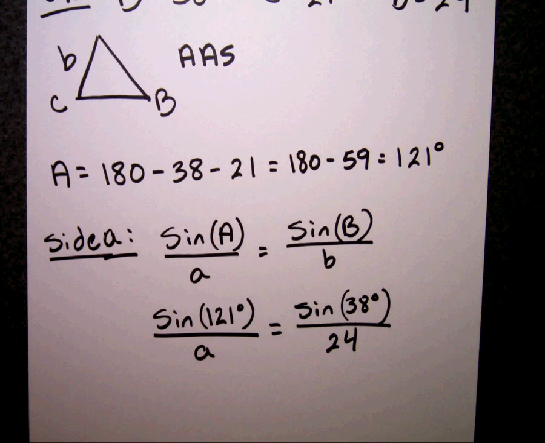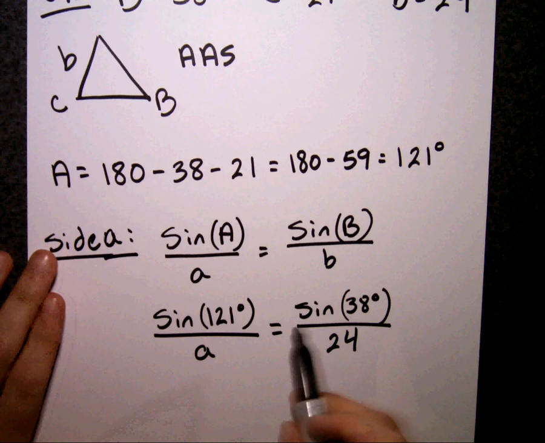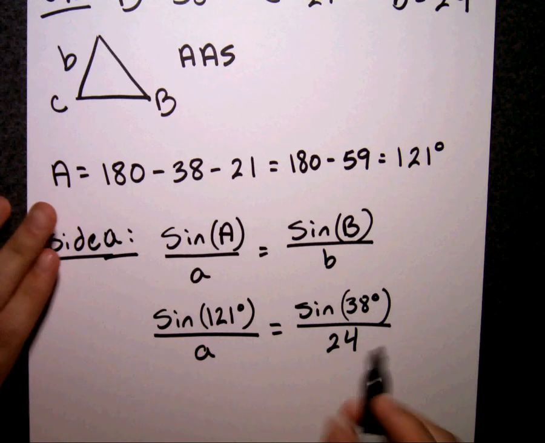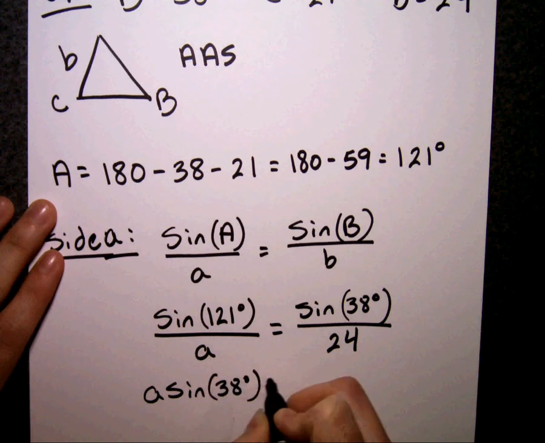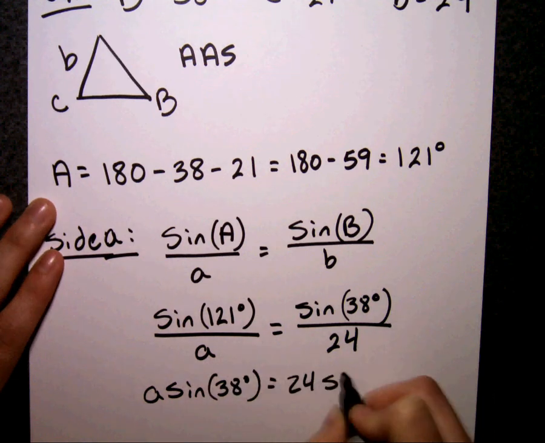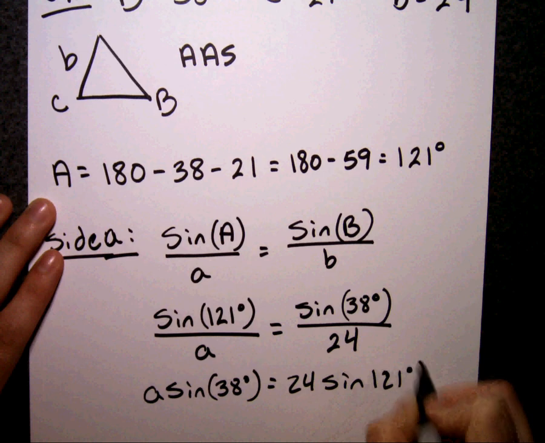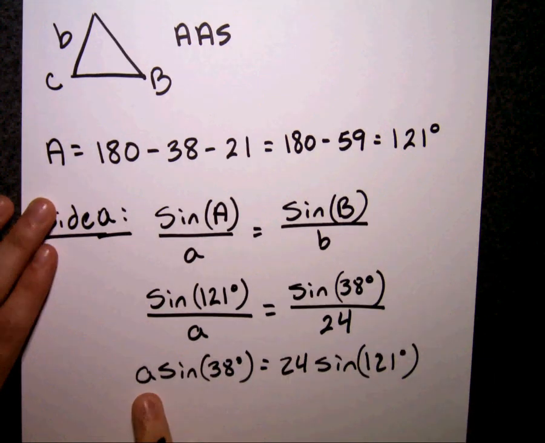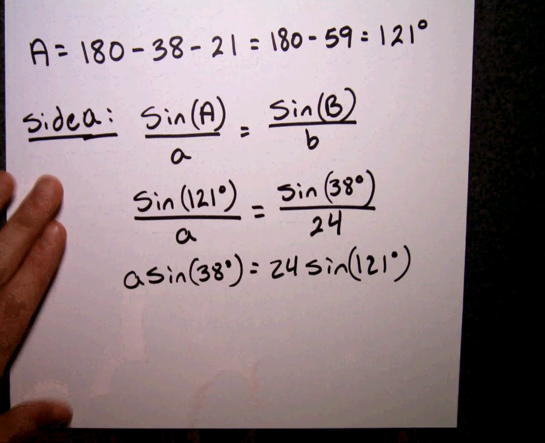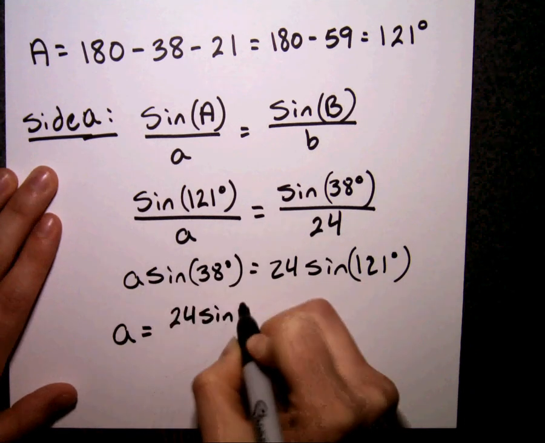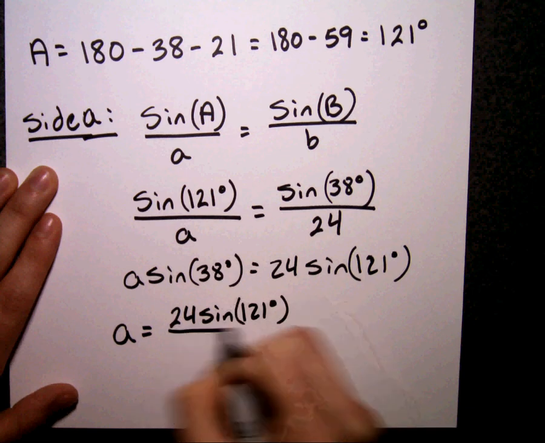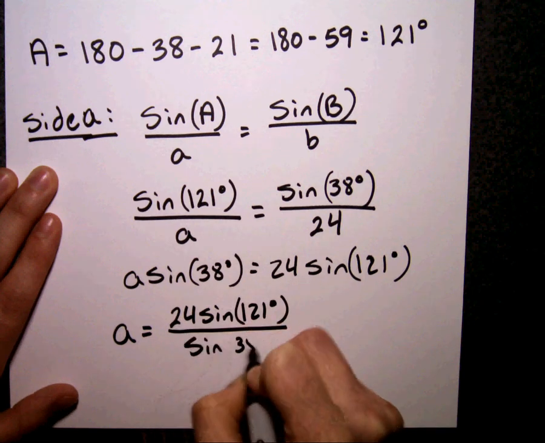Alright, so we can solve this just as a proportion, which is what it is, by cross multiplying and then dividing by the other value. So cross multiplying, I get A times sine of 38 degrees equals 24 times sine of 121 degrees. My goal is to get A by itself, so I'll divide both sides by sine of 38. So A is equal to 24 sine of 121 degrees divided by sine of 38 degrees.